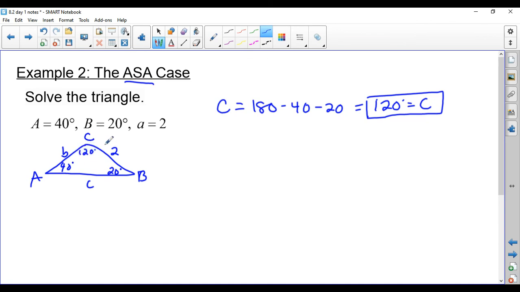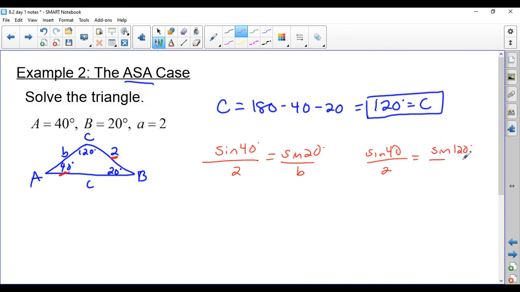Notice it doesn't matter that that's an obtuse angle. We can still use law of sines. And I'm going to look for the pair of angles and sides that are opposite of each other that we know. In order to use law of sines, I have to be able to plug in to one of those ratios completely. Sine of 40 over 2 equals sine of 20 over B. Or if I want to find C, sine of 40 over 2 equals sine of 120 over C.